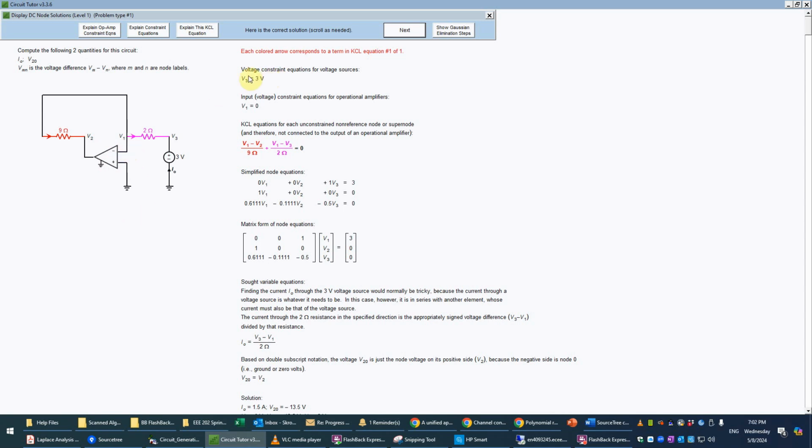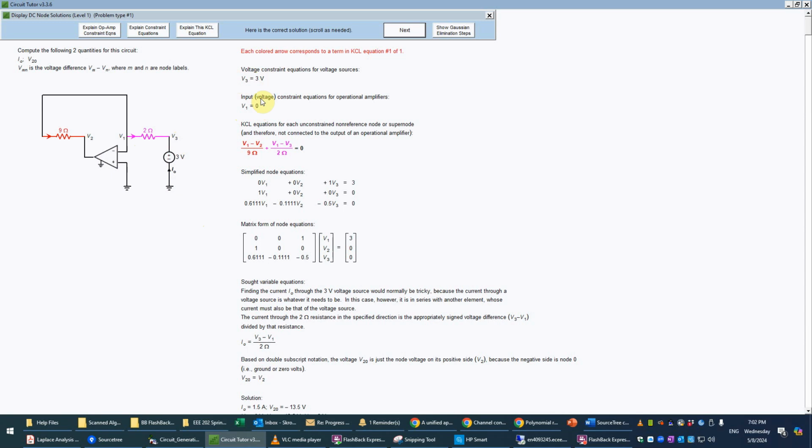So this shows writing a voltage constraint equation, just the normal thing we do for nodal analysis, which is covered in the DC nodal equations and DC nodal solutions tutorial. So that fixes V3 at 3 volts.